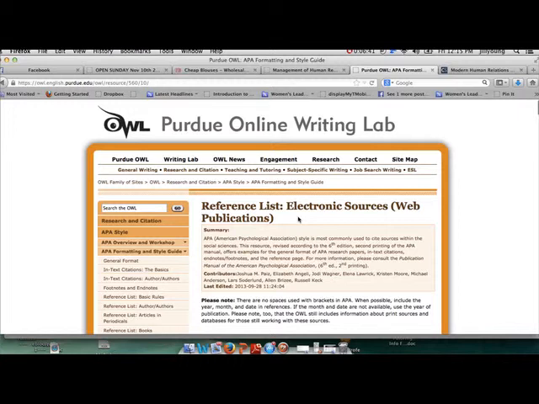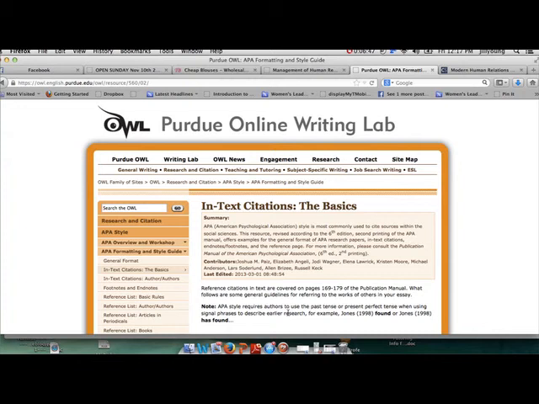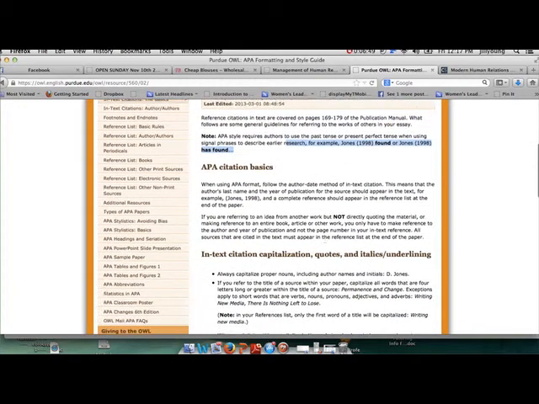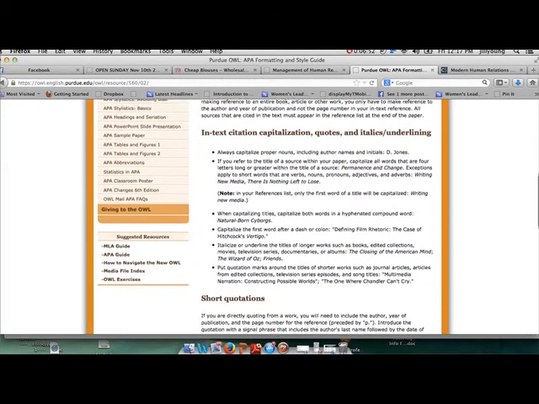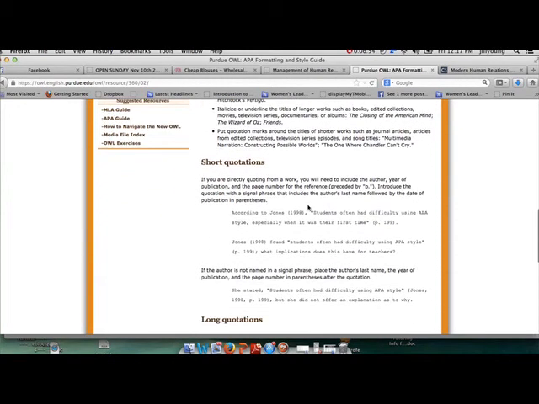So go to this and write the reference list first, then go back to the in-text citations, the basics, and learn how to insert the in-text citation within the body of your paper. How do you say it? Like, according to so-and-so, in the year, that's how you would do it. So anyway, that's really all there is.